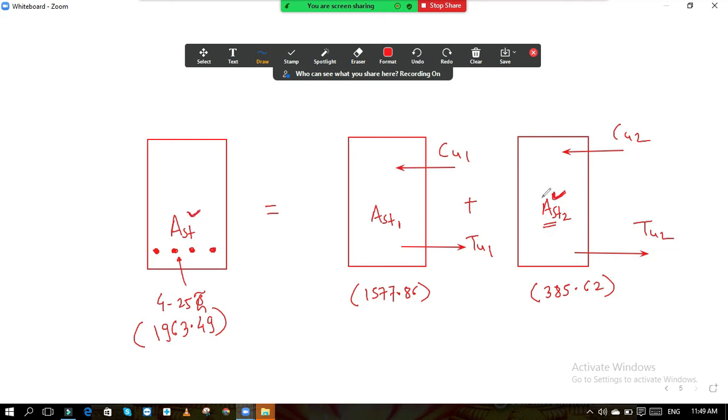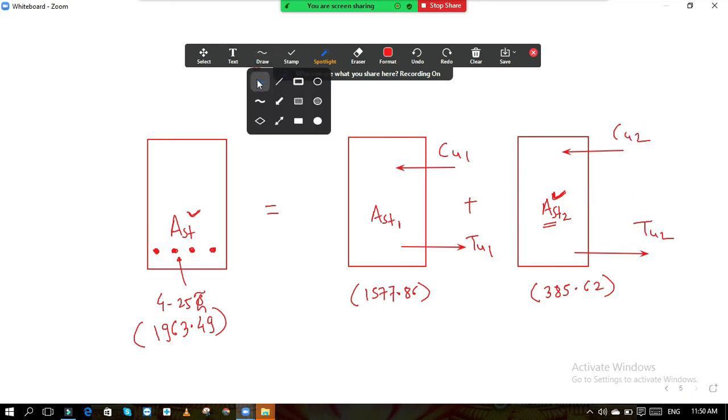If I know the value of this AST2, then I can calculate the value of AST1 easily. So for AST2, what I have done is I have considered the equilibrium of this, and in the equilibrium I have equated these two forces, Cu2 and Tu2.